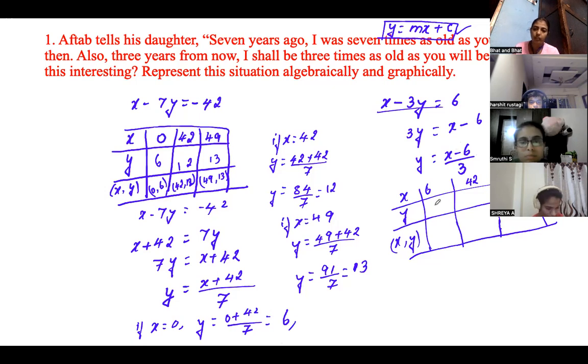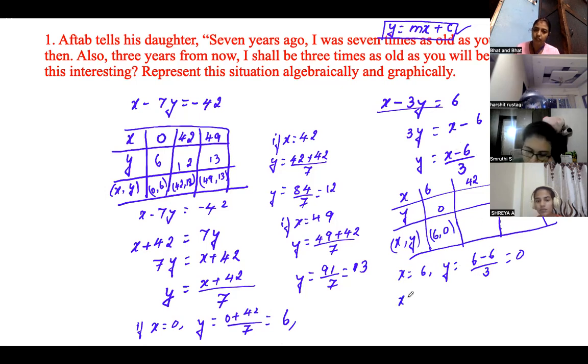Now, for x is equal to 6, what will happen to y? y will become (6 minus 6) by 3, that is equal to 0. So your coordinates become 6, 0. Then next, for x is equal to 42, y will be equal to (42 minus 6) divided by 3. So that is 36 divided by 3, which is equal to 12.